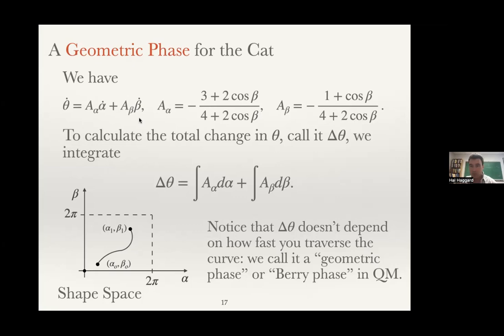Okay, but we're just going to do the same thing we did before. We're going to take this relation, cancel out the dt's, and integrate both sides. When we integrate d theta, we get the finite change in theta. And what we're saying is that you can calculate that finite change in theta by integrating the gauge potential, well, the component A alpha against d alpha and the component A beta against d beta. So what I want to do now is try this. Let's make some shape changes of our cat, and let's see what those shape changes result in terms of orientation changes.